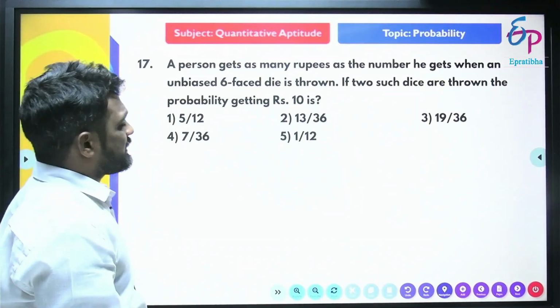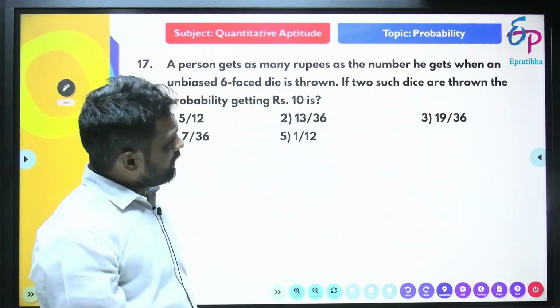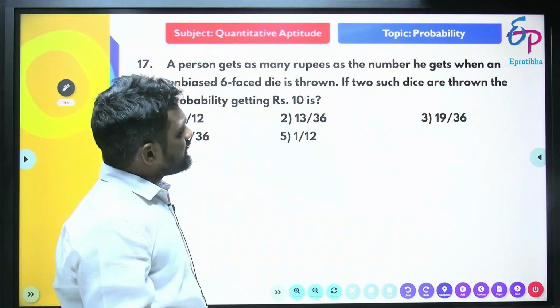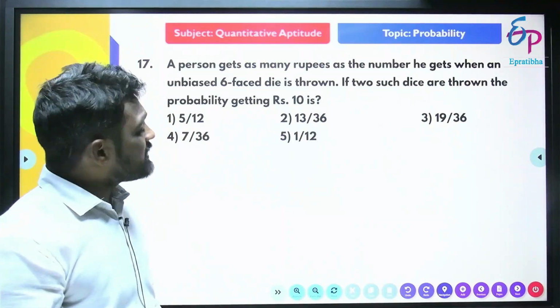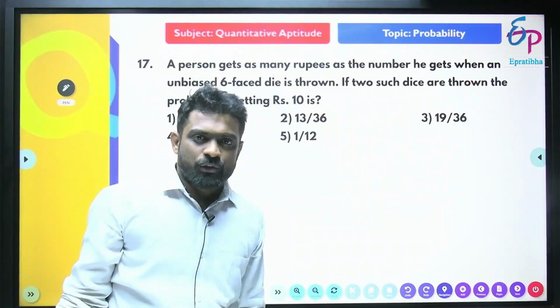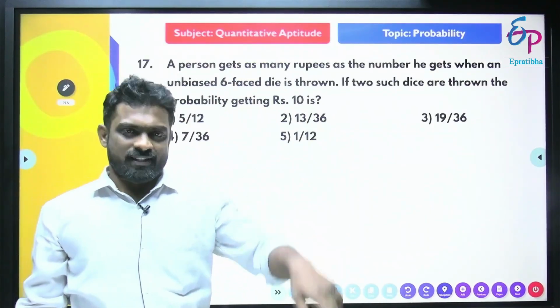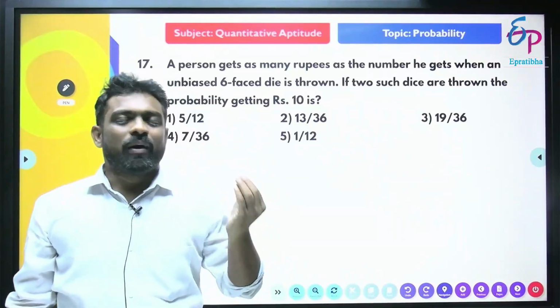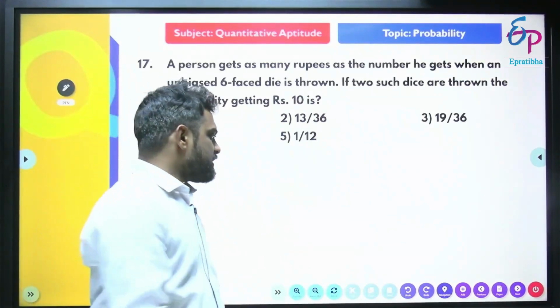A person gets as many rupees as the number he gets when an unbiased six-faced die is thrown. If two such dice are thrown, what is the probability of getting 10 rupees? The sum of the two dice should be 10. What exactly is the probability? Sum should be 10.